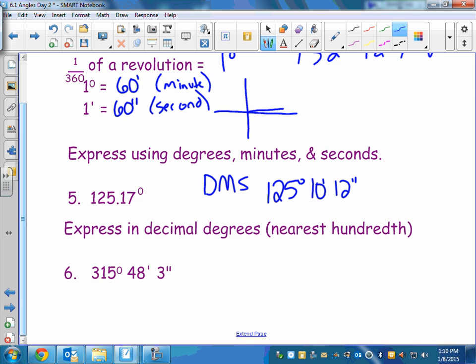If they give it to you in degrees, minutes, seconds, and you want to go back to decimals, you have to just use that degree, minute, second button. So you actually type in 315, and then you hit the degree button. Like you go to the degree, minute, second button, and you hit it, and then you type 48, and you type in the minute button, and 3, and you type in the second button, and you just hit enter, and it should give it back to you as a decimal. And if we just round to the nearest hundredth, like it says, you get 0.80.